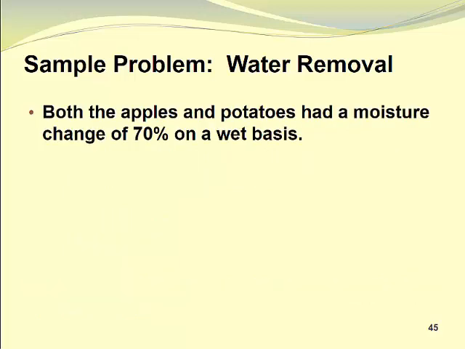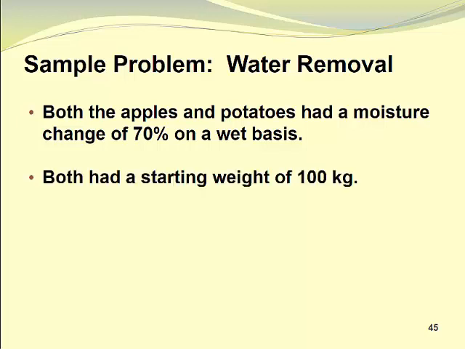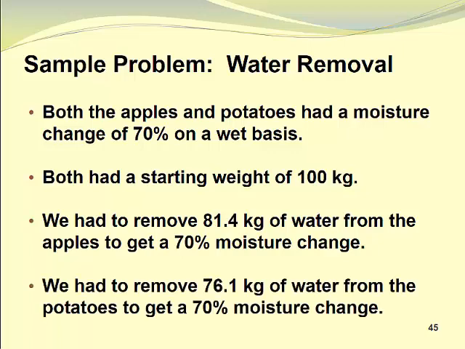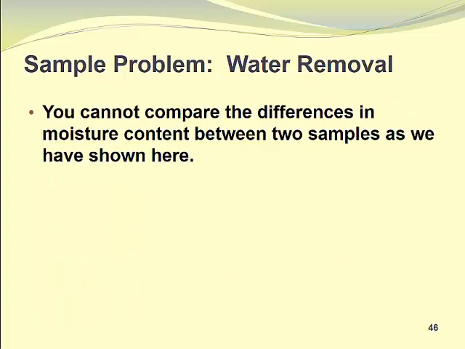Both the apples and the potatoes had a moisture change of 70% on a wet basis. Both had a starting weight of 100 kilograms. But we had to remove 81.4 kilograms of water from the apples to get a 70% moisture change, while we had to remove 76.1 kilograms of water from the potatoes to get a 70% moisture change.